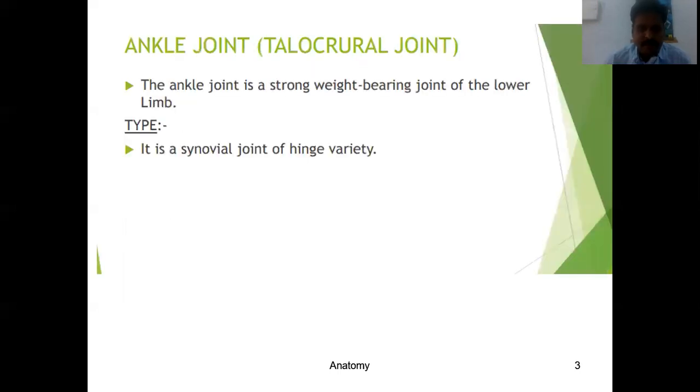Ankle joint. What is ankle joint? The anatomical name is otherwise called talocrural joint. It is a strong weight-bearing joint of the lower limb. So the body weight is transmitted through the ankle joint over the forefoot and the hind foot.